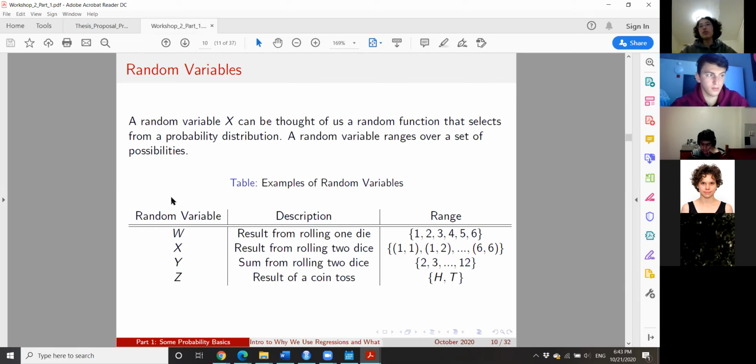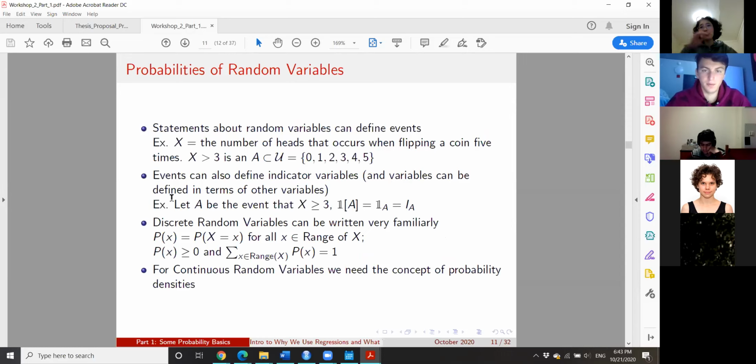For example, in this result of a coin toss, I could have made h equivalent to 0 and t equivalent to 1, and then it would be numeric. Okay, so probabilities of random variables. Statements about random variables can define events, which is essentially what we discussed earlier.